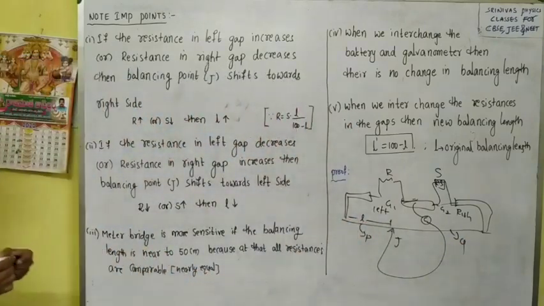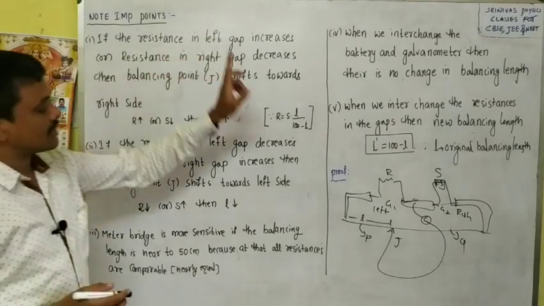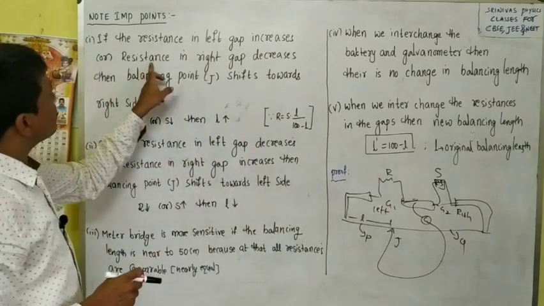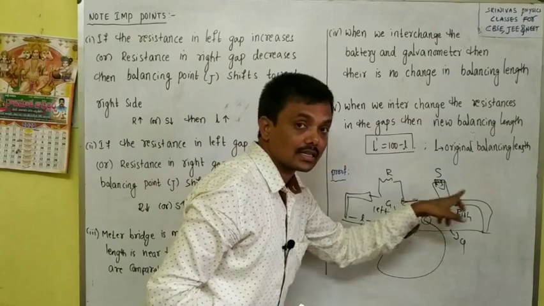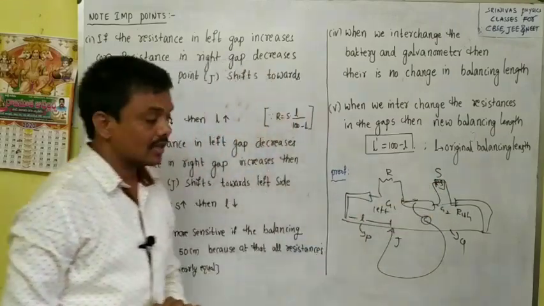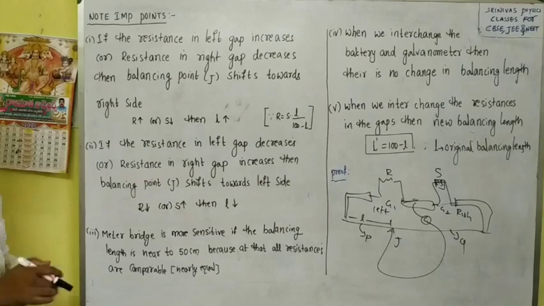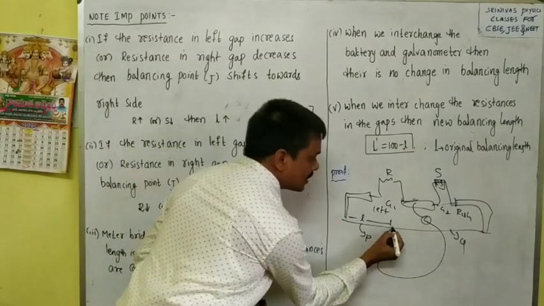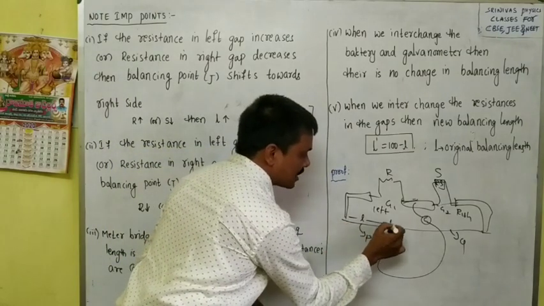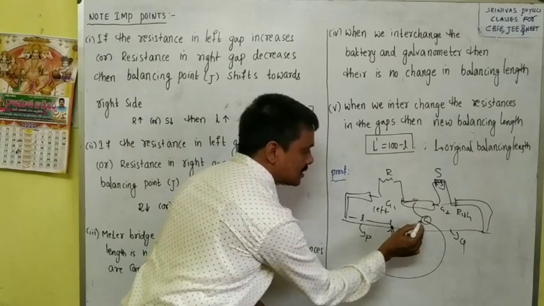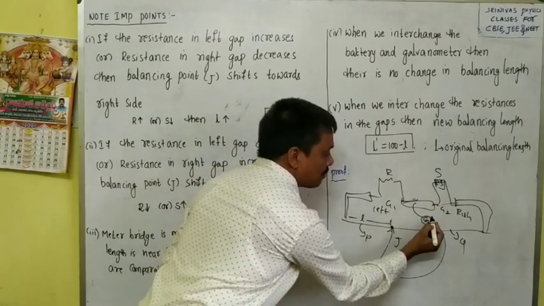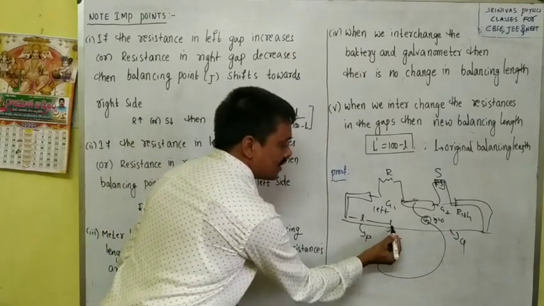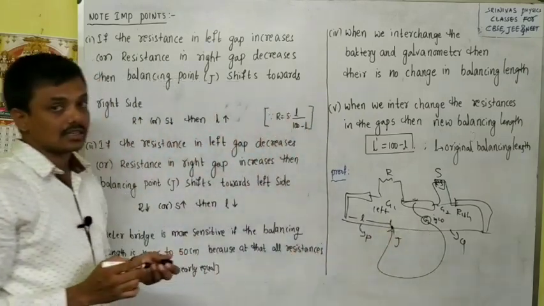Okay, look here. If the resistance in the left gap increases, or otherwise if the resistance in the right gap decreases, that means if S decreases or R increases, then what happens to the balancing length? Does it increase or decrease, does the balancing point shift left or right? What is the balancing point? It is the point where we press the jockey at various locations on the wire, and at a particular location the galvanometer shows zero deflection. That point is said to be the balancing point, where the bridge is balanced. Whether this balancing point shifts to the right side or left side, that is our question.